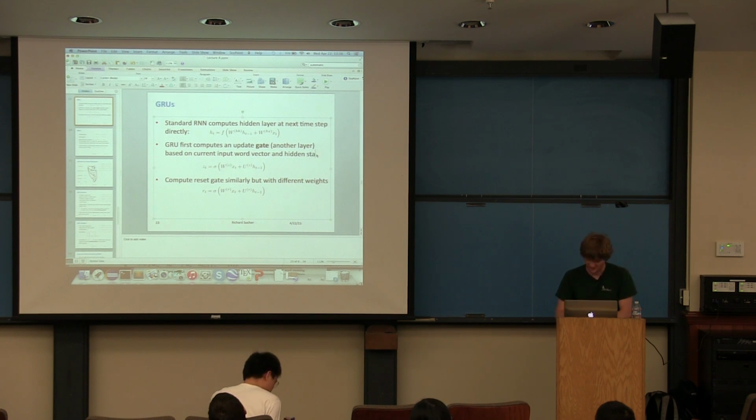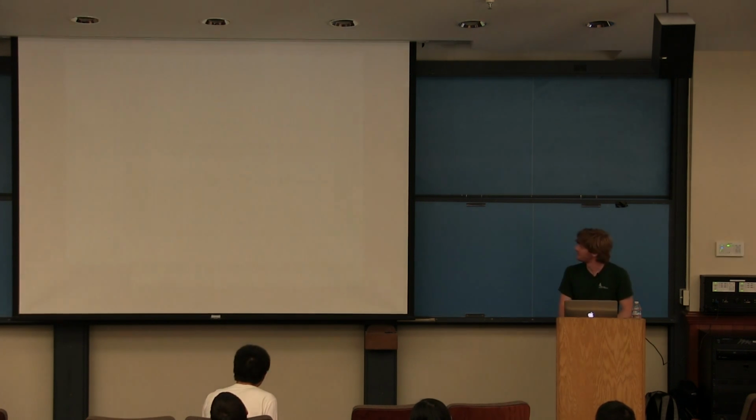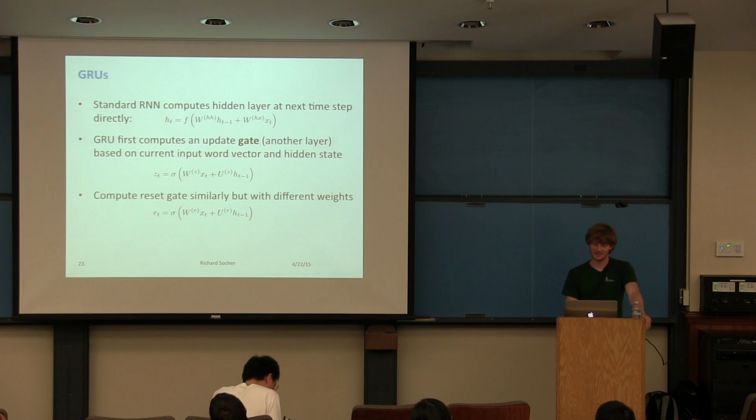The hidden state of the previous time step. And the reset gate will be computed similarly, but with different weights. So here we have our superscript again. Basically, our update gate will use WZ and UZ, and our reset gate will use WR and UR. But the inputs to both of those are the same.